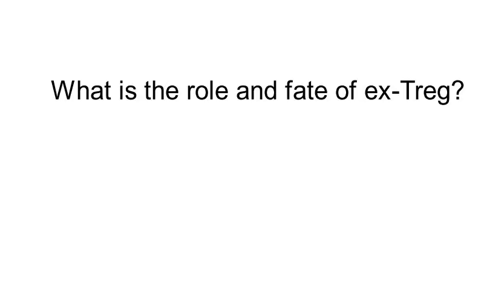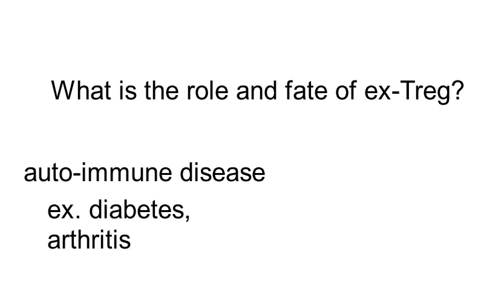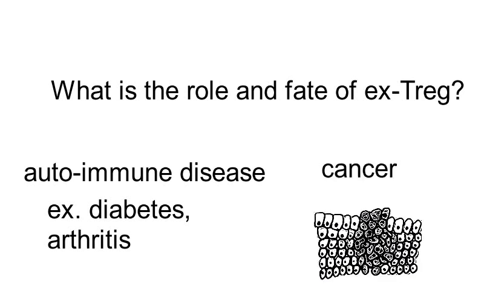Plasticity is hypothesized to be important for an adequate immune response. However, when not well controlled, ex-Treg might actually help cause autoimmune disease, for example, diabetes and arthritis. Also in cancer, plasticity can play an important role. Tumor cells might prevent regulatory T cells from becoming ex-Treg in order to protect themselves from the immune system. Learning how to manipulate and control plasticity is thus important for many diseases.